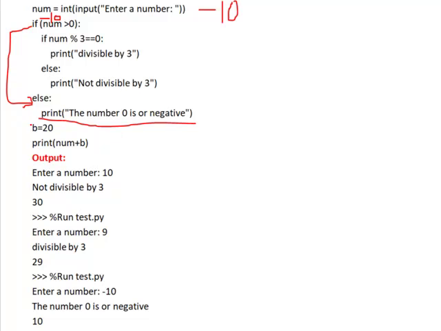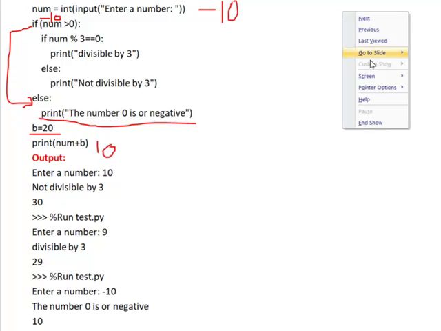And after this statement, we go to the initialization of the variable. After that, add the number, that is minus 10 plus 20. The output is 10. That means the final output is the number is 0 or negative, and 10. This will be the output.